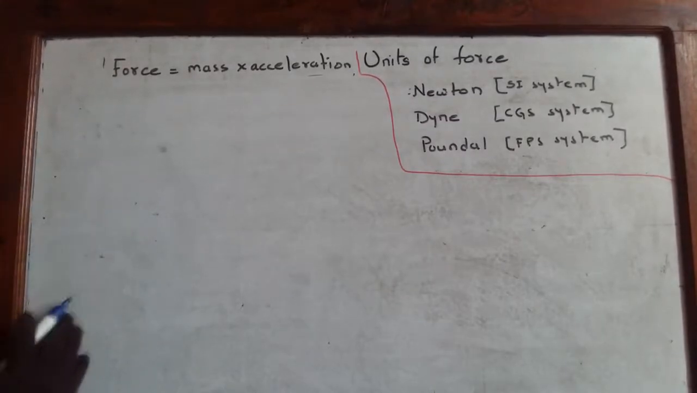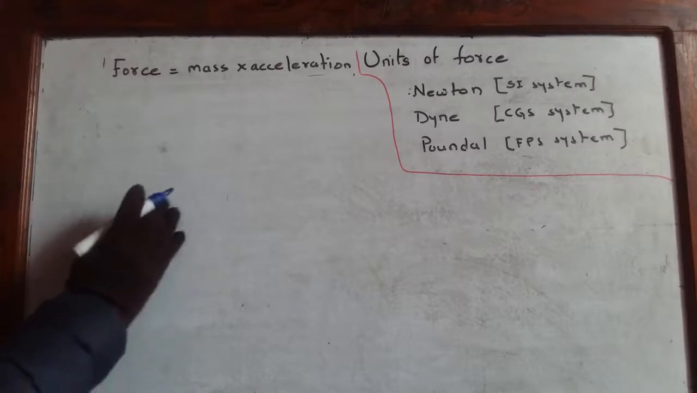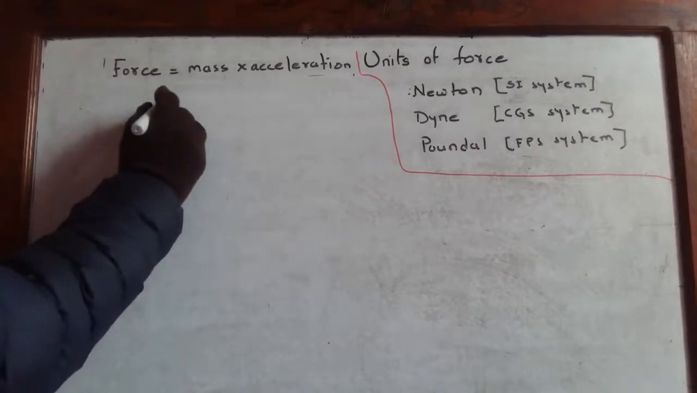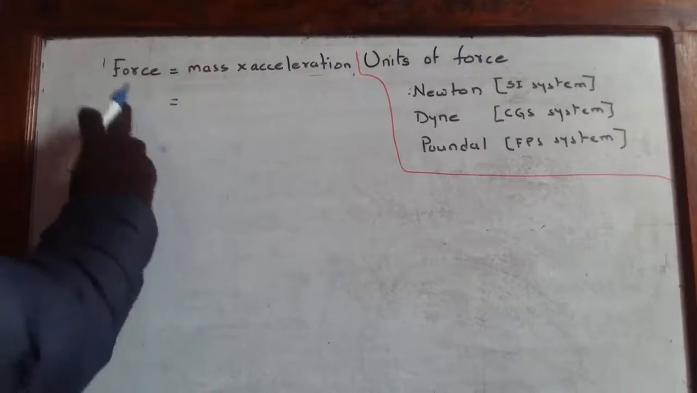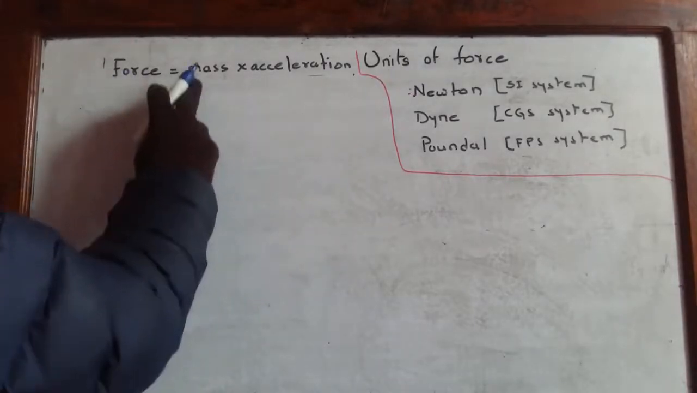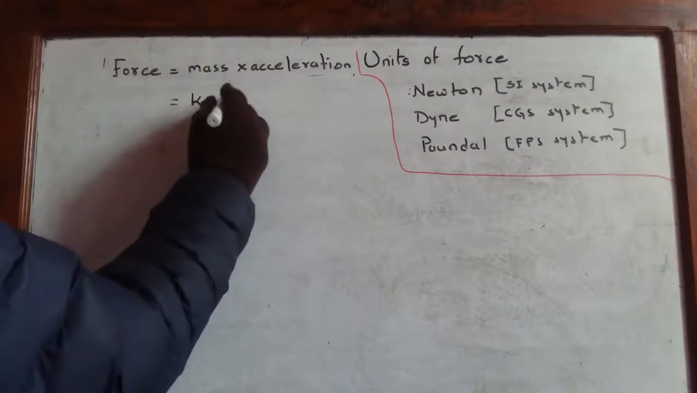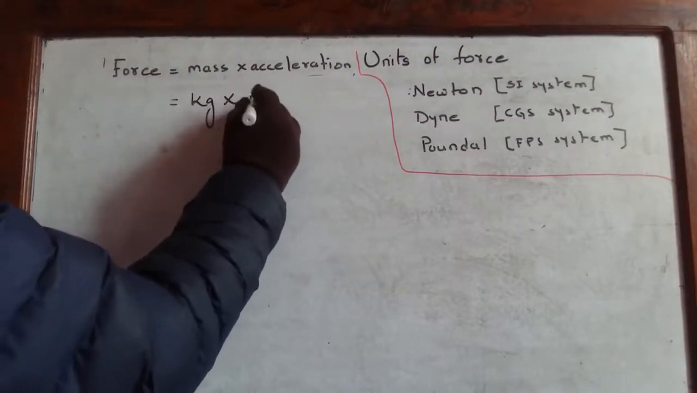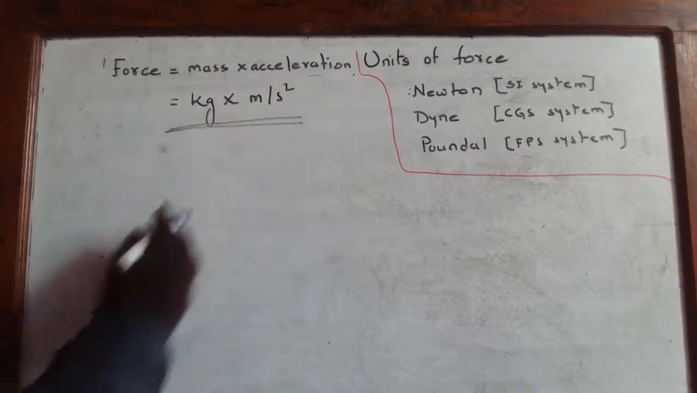So let's define 1 Newton. But before that, let us find out which units are involved in Newton. SI unit. So what will be the SI unit of mass? It's kg. Acceleration, it's meter per second square. Now with the help of this we will define 1 Newton force.